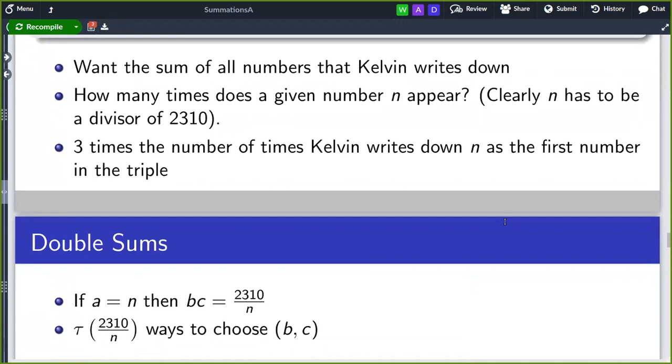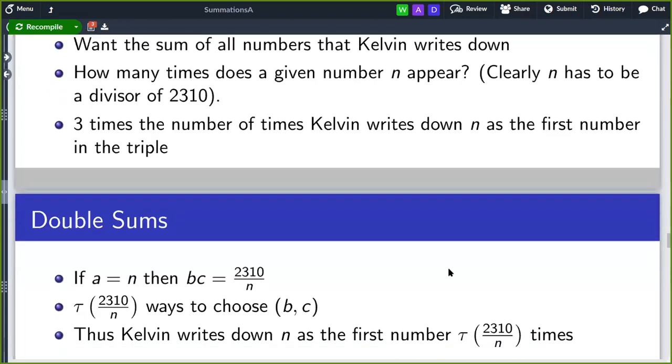We'll use this symbol tau of 2,310 over n to denote the number of divisors of 2,310 over n. This is because we can just choose B to be one divisor of 2,310 over n, and then that determines C. So the number of times Kelvin writes down n as the first number of the triple is tau of 2,310 over n. That means the total number of times he writes down n is equal to 3 times this number. You can write down n as the first number, the second number, or the third number.